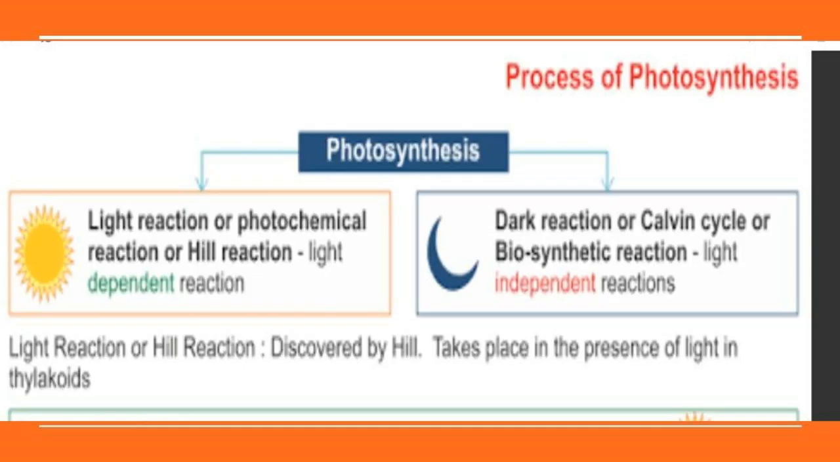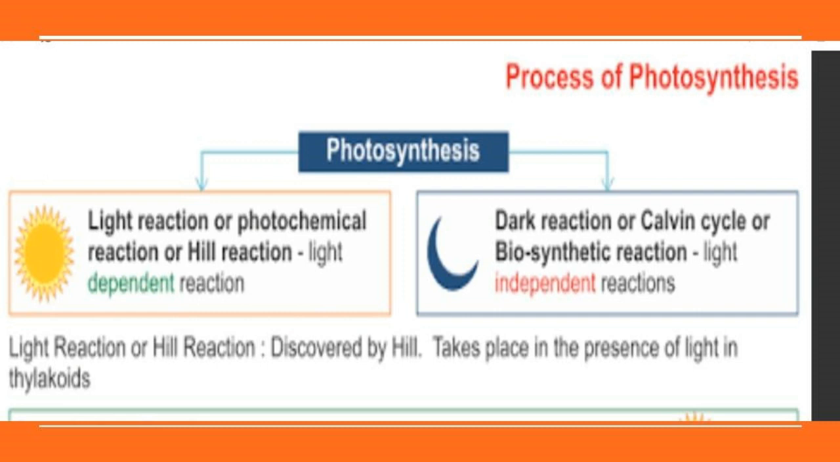This is the process of photosynthesis. There are 2 types, as I already told you: dependent reaction and independent reaction, that is, light dependent and light independent. Light reaction or photochemical reaction or Hill reaction is called a light dependent reaction. Dark reaction or Calvin cycle or biosynthetic reaction is called a light independent reaction.